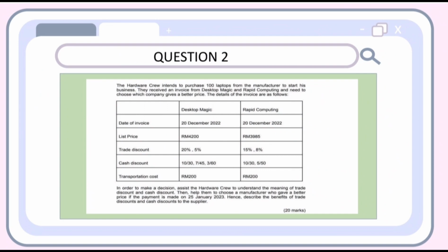For question number 2, the hardware group intends to purchase 100 laptops from the manufacturer to start his business. They receive an invoice from Desktop Magic and Rapid Computing and need to choose which company gives a better price. The details of the invoice are as follows: date of invoice, list price, trade discount, cash discount, and transportation costs. In order to make a decision, assist the hardware crew to understand the meaning of trade discount and cash discount. Then help them to choose a manufacturer who gives a better price if the payment is made on 25 January 2023. Hence, describe the benefit of trade discount and cash discount to the supplier.